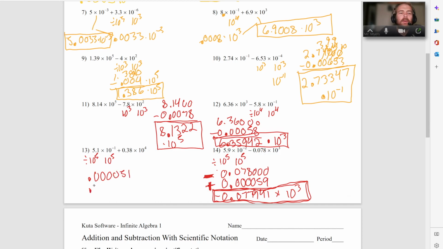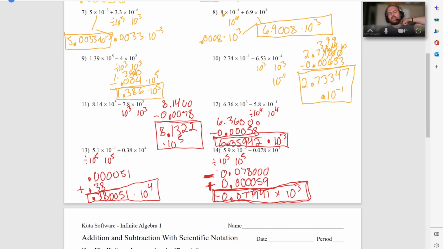Add that to 0.38. Oh, this is nice again. Look at that. It's so much nicer when you can add. 0.0051 times 10 to the 4th power. And we're done. So that is it.